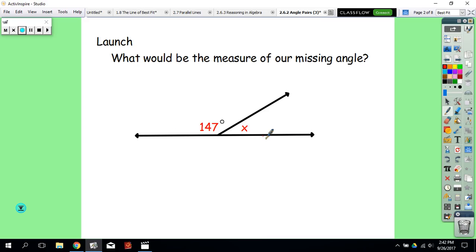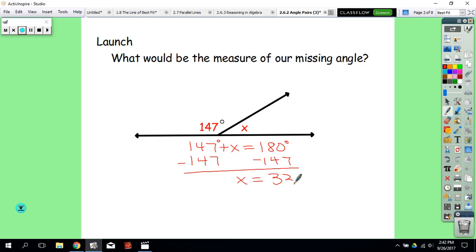All right, this is a straight angle, and we've talked about straight angles before. Straight angles always add up to 180. So if we take the two angles that are here, 147 plus x, they have to add up to 180 degrees. So if I subtract out the 147 from both sides, we would get x is equal to 33 degrees. So this angle measure right here is 33 degrees.